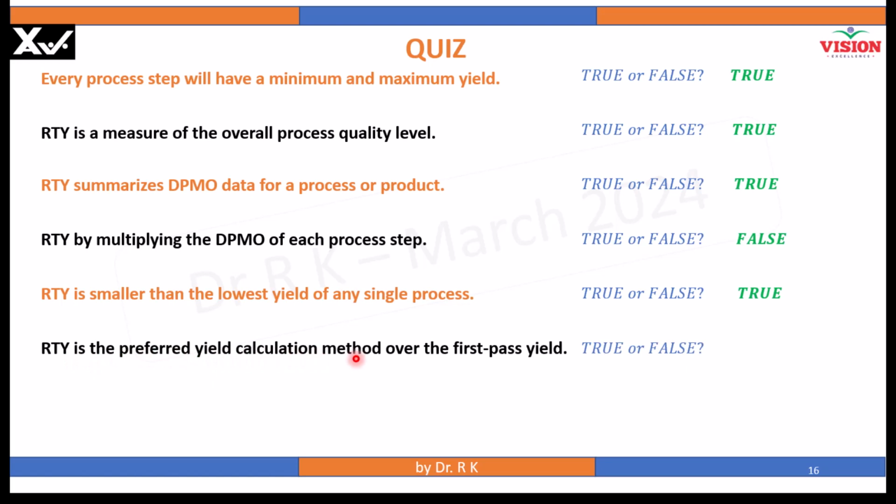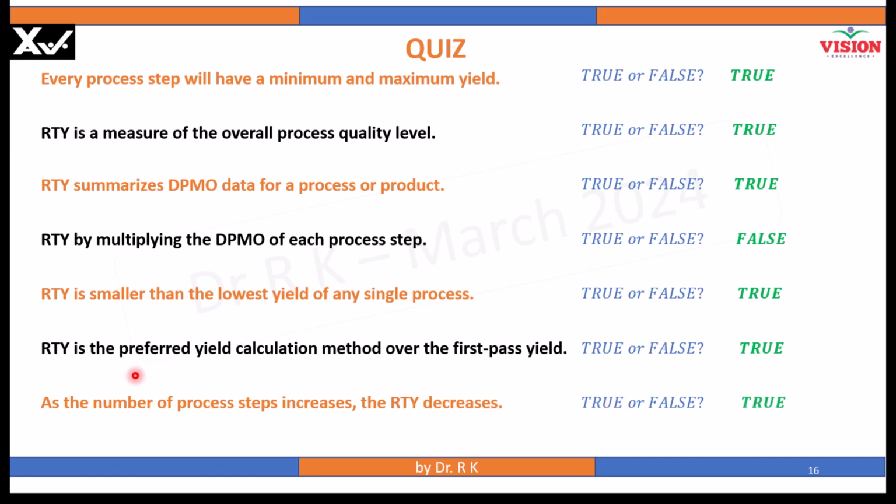RTY is a preferred yield calculation method over the first pass yield. Yes. As the number of process steps increase, RTY decreases, because we are going to multiply a number less than 1 only. Efficiencies will be less than 1. Therefore, it is true. I think that completes the quiz.